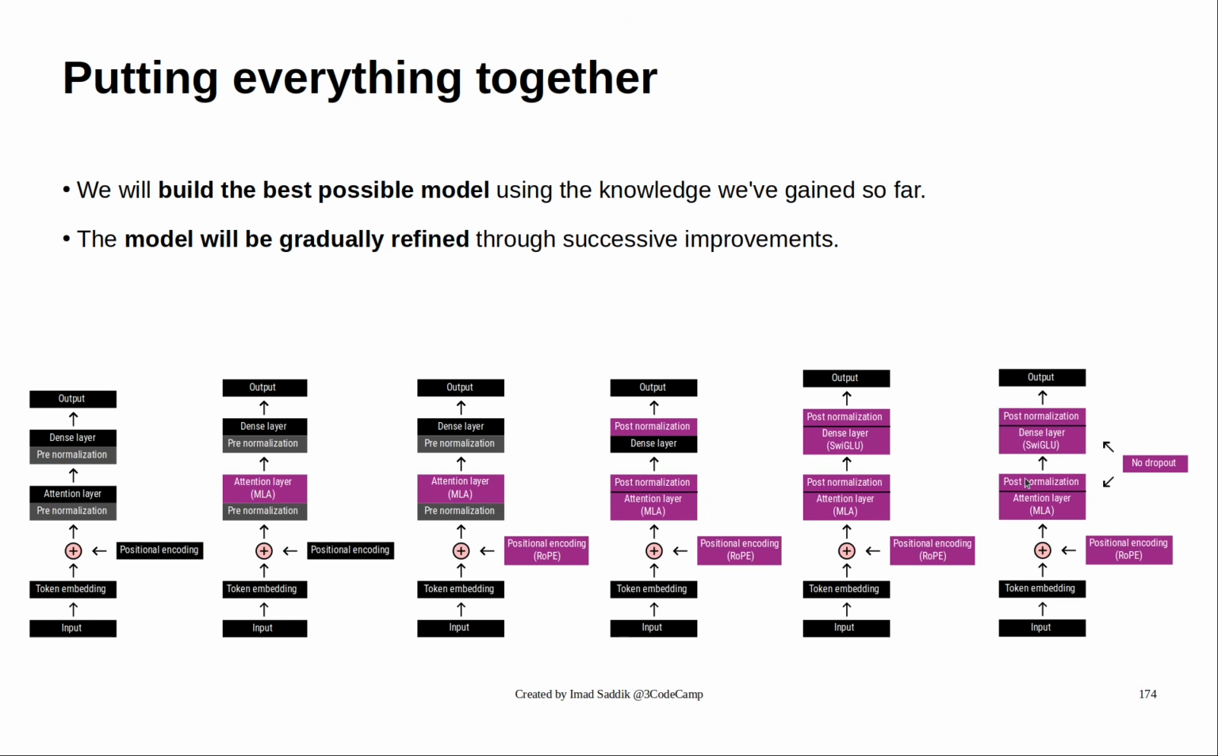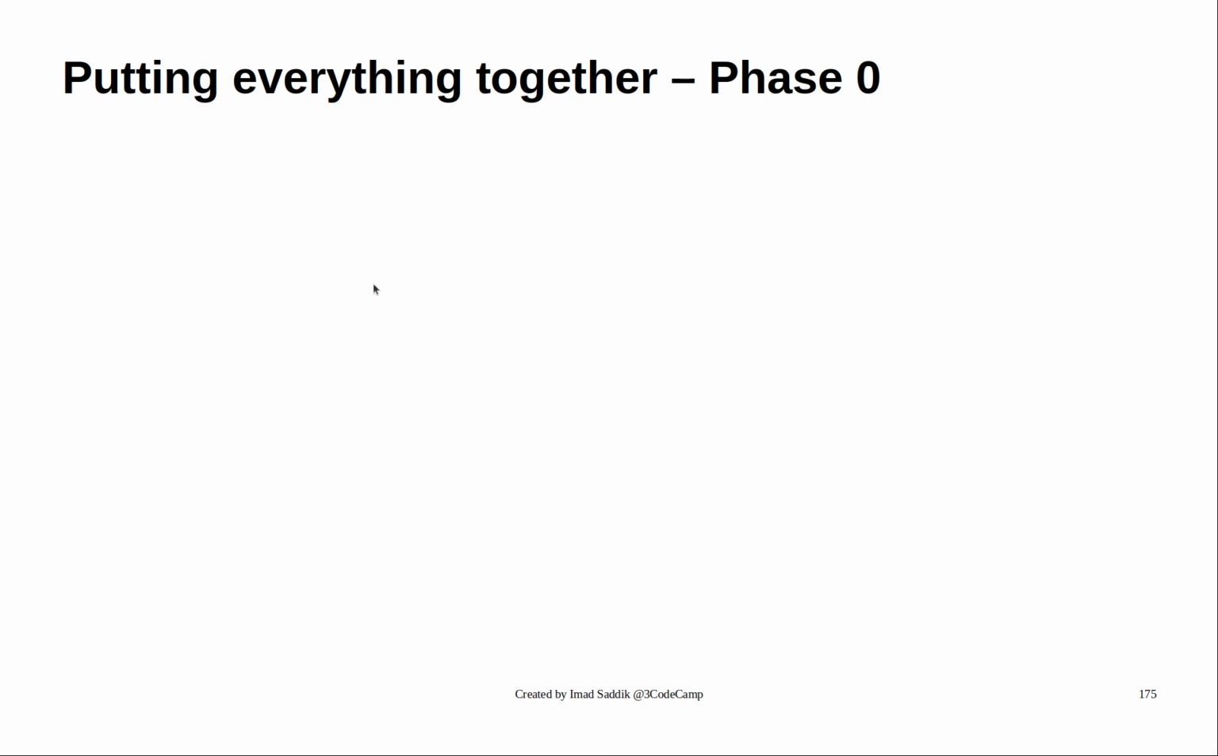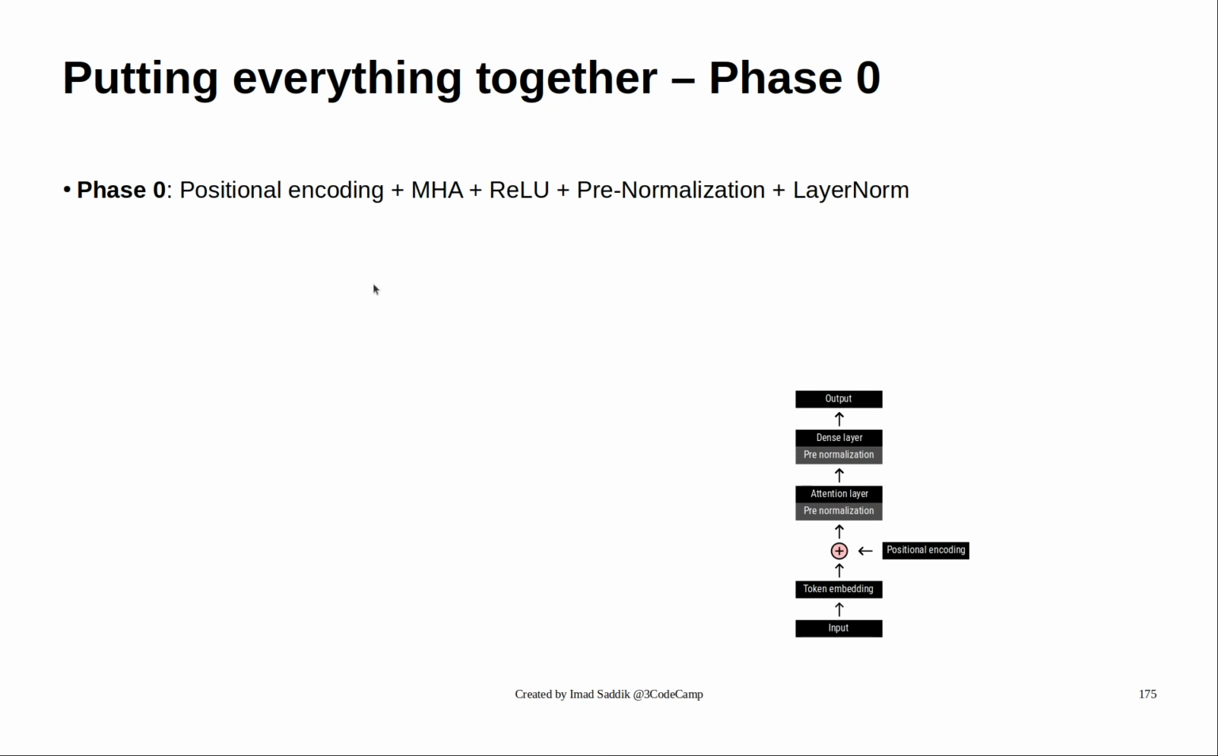So you can see we have 5 steps. By the end, we should see a big improvement in performance. After each step, we will show a graph of the loss curves so we can see our progress. Let's begin with step 0. This is just the basic 2017 transformer architecture.